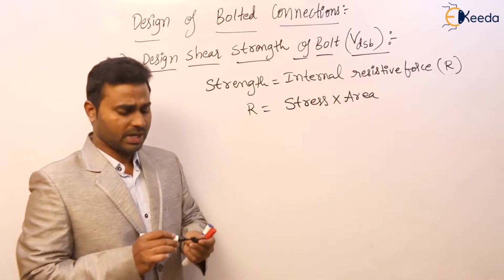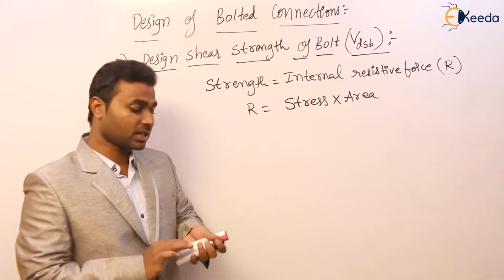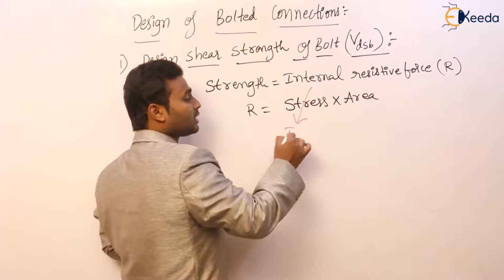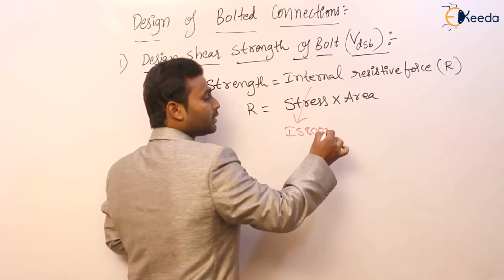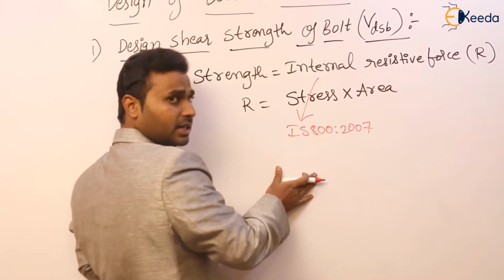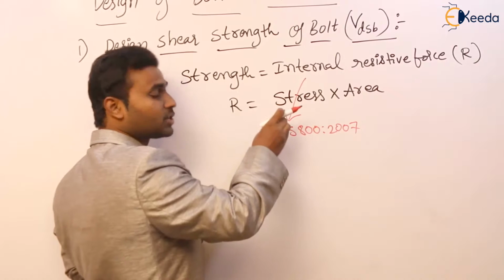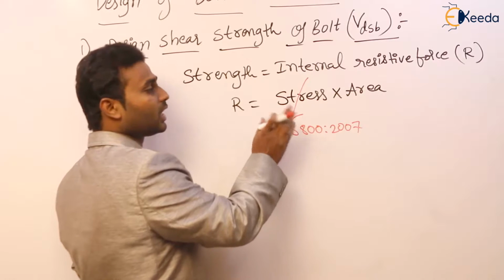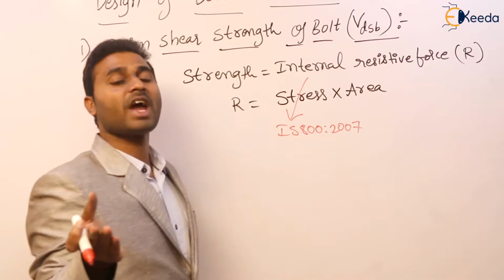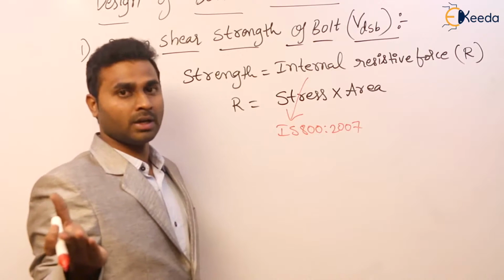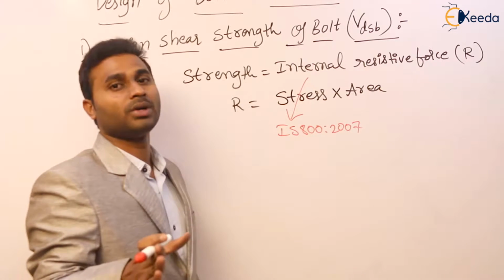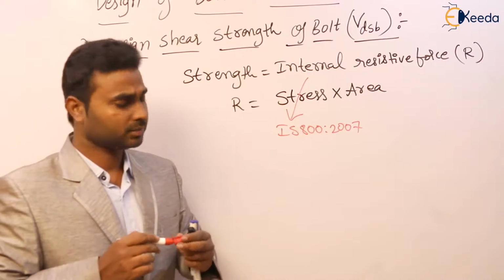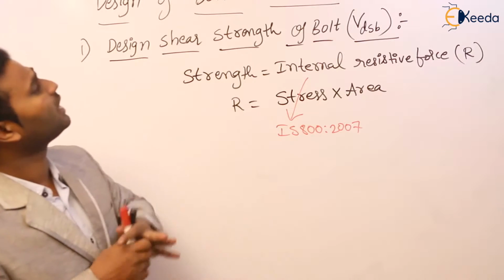But as the code is there, the IS code has given some restrictions about this stress, as mentioned in IS 800 2007. How much stress is to be considered, and what are the reductions? Are there any factors to be considered, any reduction or increase factors? That is laid down in this code. So we are not going to consider simply stress. There exist some factors, some reductions, mentioned in the code. That is why we have to discuss the code. But simply, strength is nothing but stress into area. Clear? Now let us see the design shear strength of the bolt.